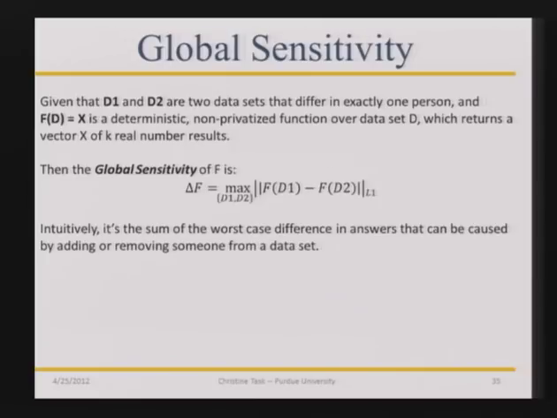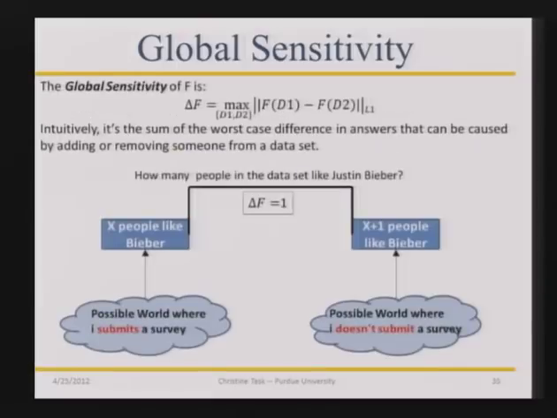Okay? So, for example, in the previous case, if X people like Bieber, and I add or remove one person, we're going to have at most a change to X plus one people like Bieber. Right? Possibly X minus one people like Bieber. So the gap there is one. Sensitivity is one. That's the gap we need to span. Good. Okay.